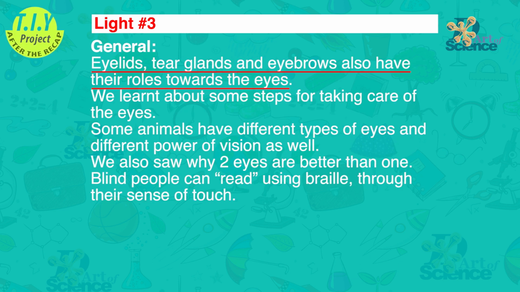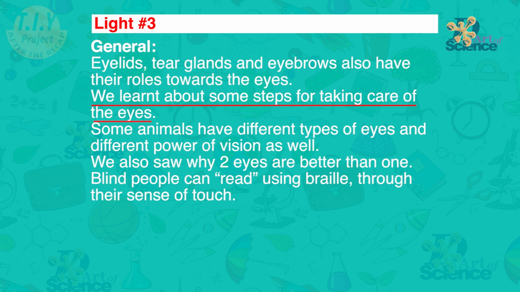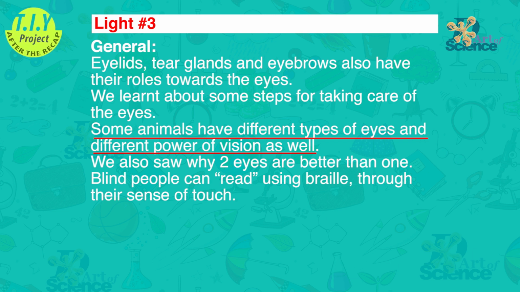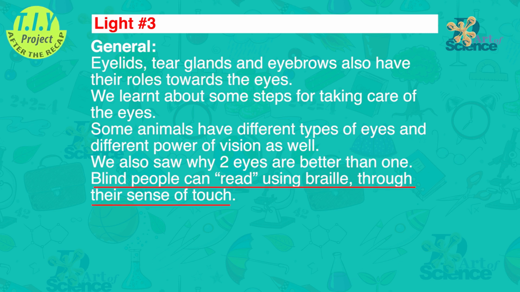General. Eyelids, tear glands and eyebrows also have their roles towards the eyes. We learned about some steps for taking care of the eyes. Some animals have different types of eyes and different power of vision as well. We also saw why two eyes are better than one. Blind people can read using Braille through their sense of touch. In this DIY project, I will show you how to make a simple animation or moving pictures using still pictures.